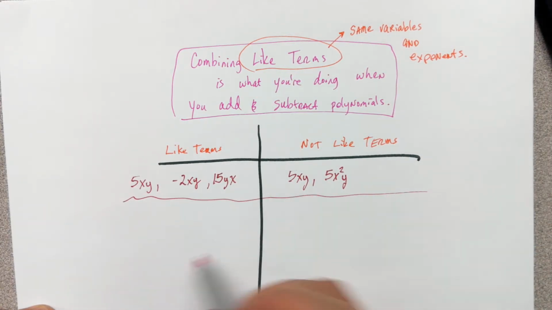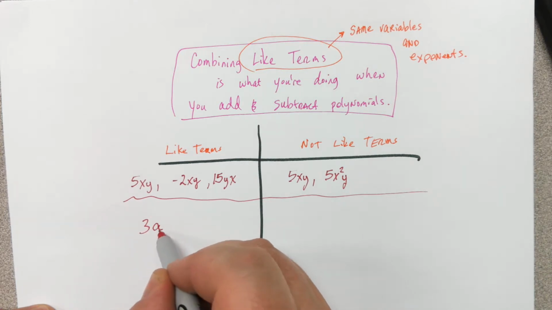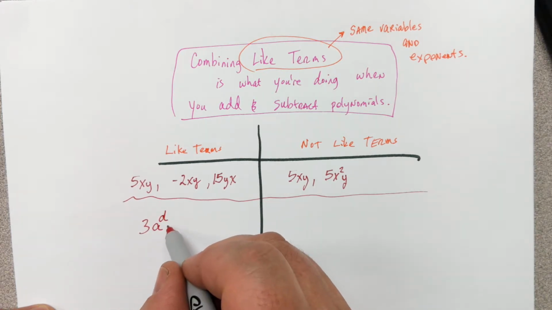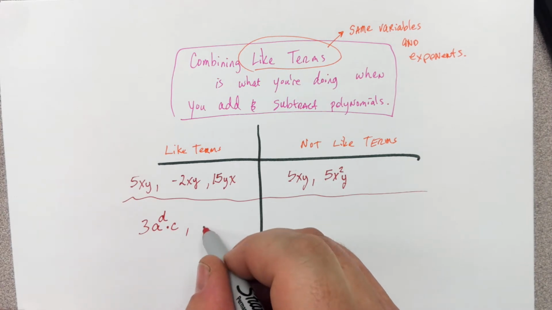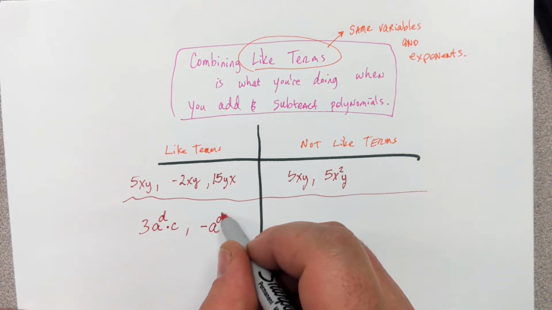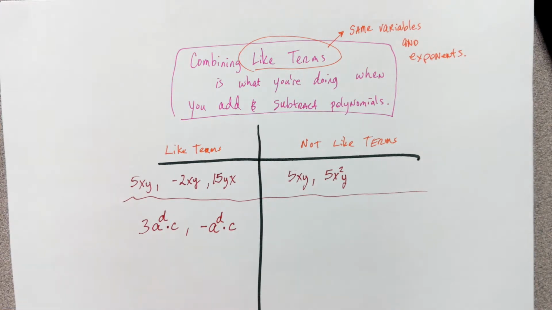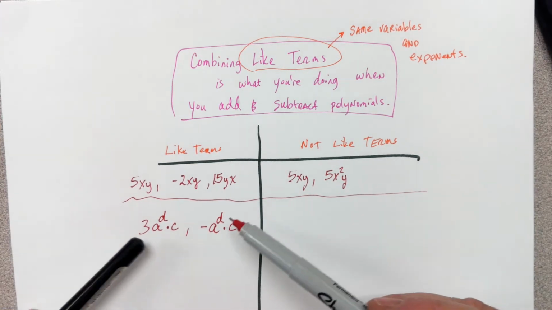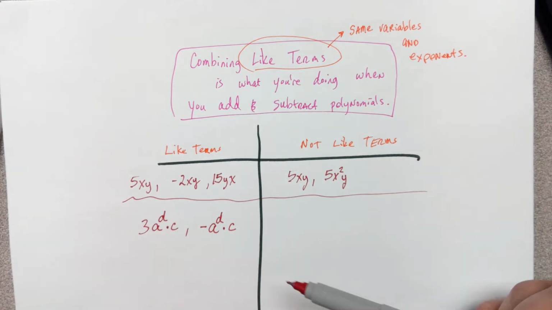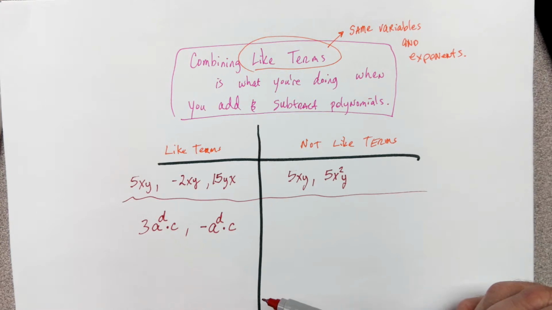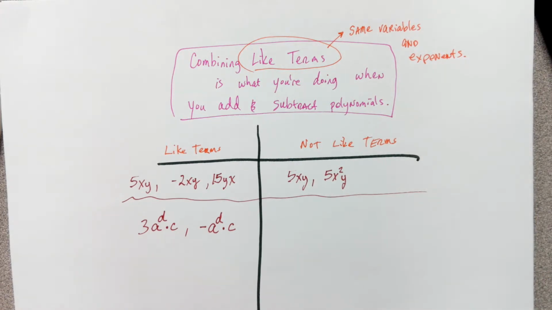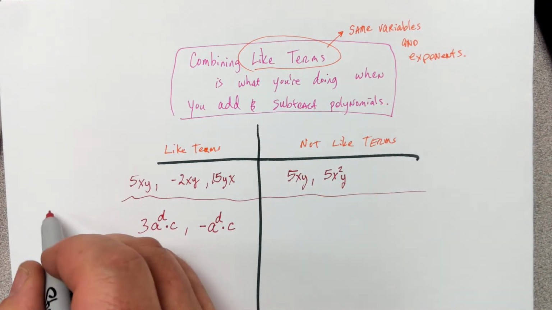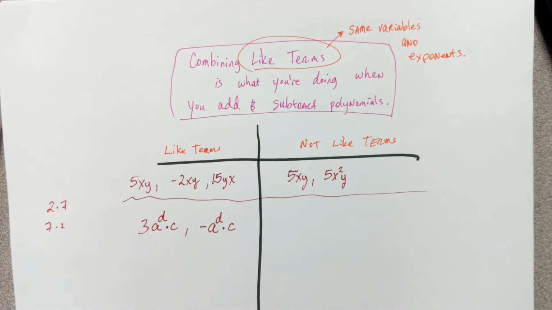Okay. Let's do something like, what if we had 3a to the power of d times c? That's going to be the same as negative a to the power of d times c. Those are like terms. I don't know what exponent d is. That seems ridiculous. All that you need to know is that they're the same as each other. Even if the letters are in a different order? Yeah, that's fine, because it's multiplying, so you can switch them. You can change the order when you multiply. For example, 2 times 7 is the same as 7 times 2.